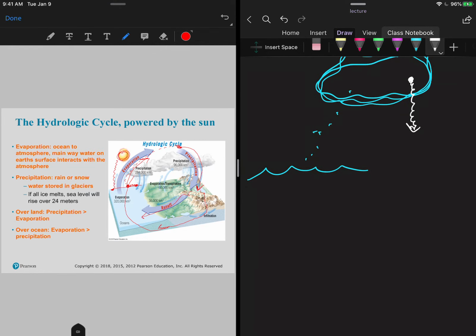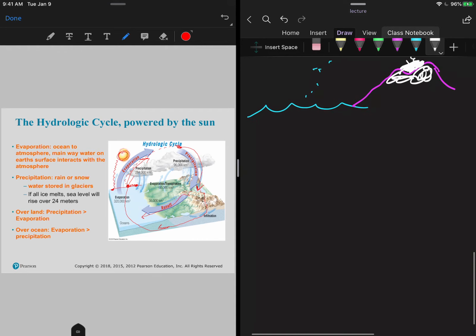And what happens here is that once the rain falls down, it can land in low places, but it can also land in high places. And the water that lands in high places, because it's going to be cold in those regions, will get trapped as ice. So then precipitation stores water in the form of ice.